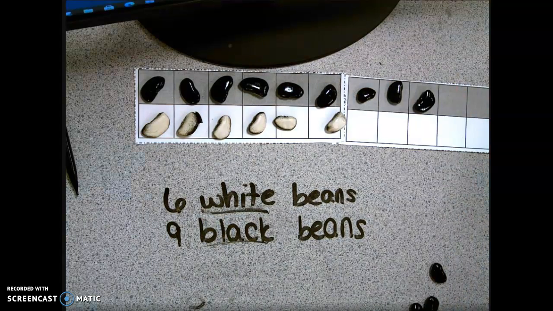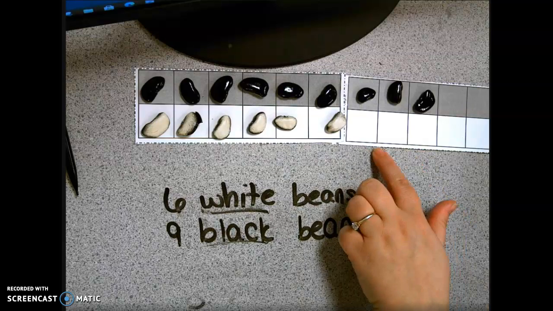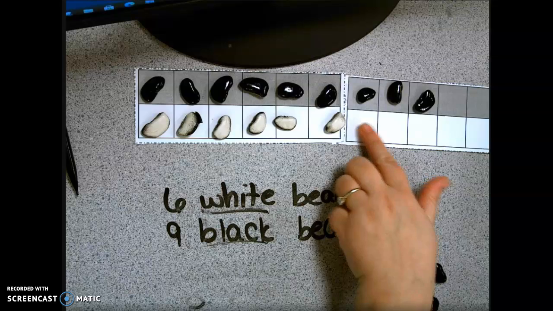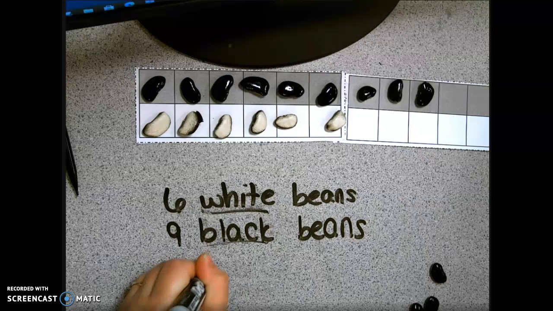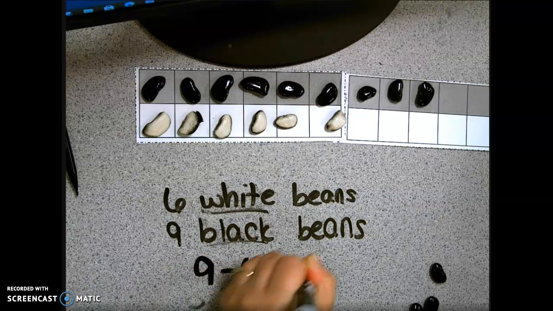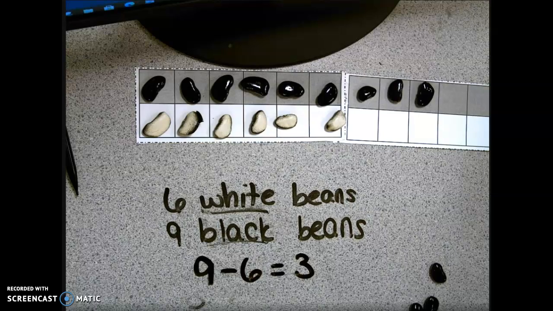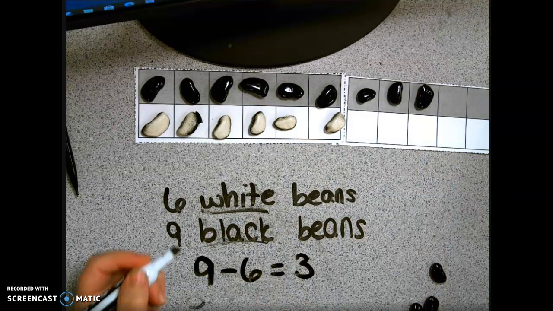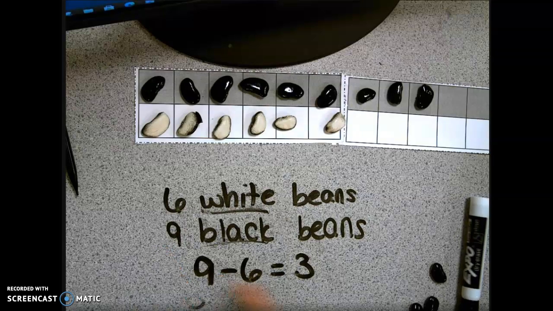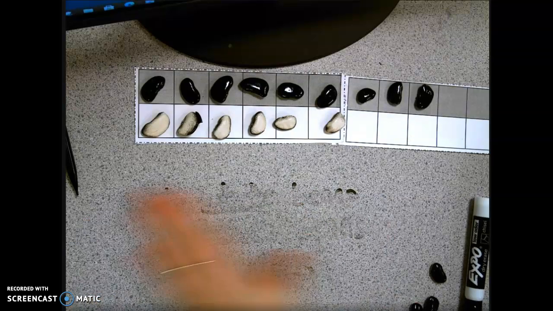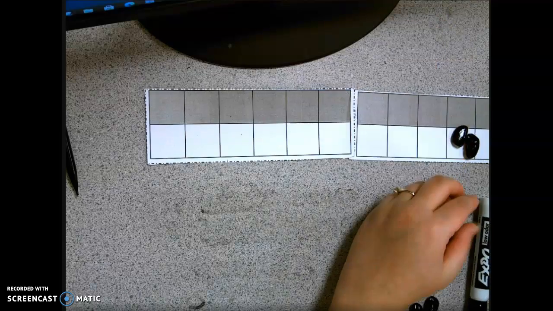Now I want to know how many more black beans Luke has than white beans. So I'm going to see how many more black beans there are. And I see there are 3 more black beans than white beans. So I'm going to say 9 minus 6 equals 3 in my number sentence. And I'm going to see if that's reasonable. And I see, yes, that is reasonable because we're seeing how many more black beans than white beans. And I know that it cannot be more than 9 because we know there's 9 black beans. Let's do one last example together.